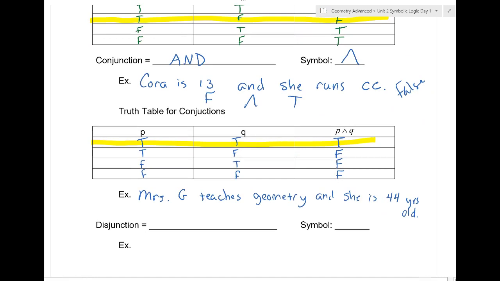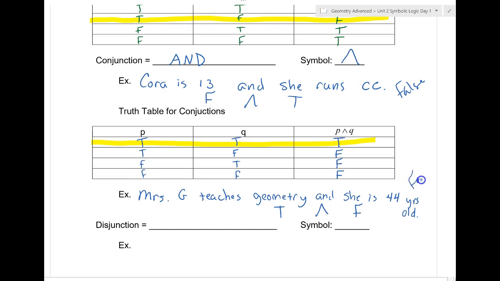All right. Do I teach geometry? I've never not taught geometry in my teaching career. I've always had, so that's true. And then we have our and here. She is 44 years old. What is it, Cora? My own child doesn't know my age. Yes. All right. All I'm going to let you know is that's false. Good enough? All right, so it's false. So true and false makes that what type of statement? So that's a false statement.